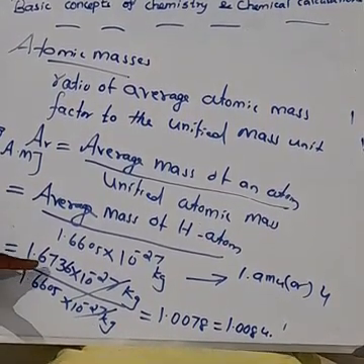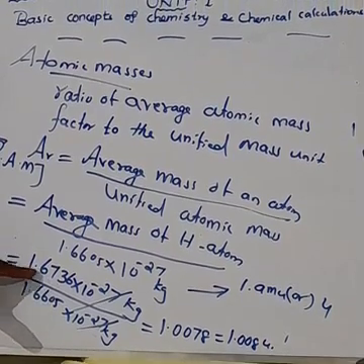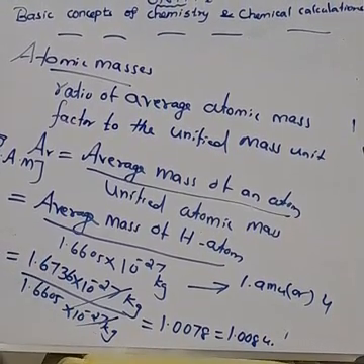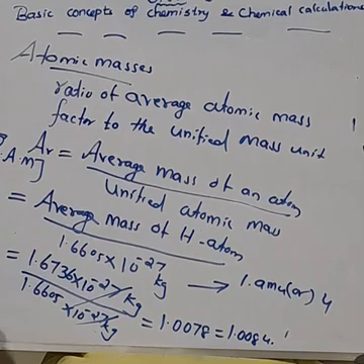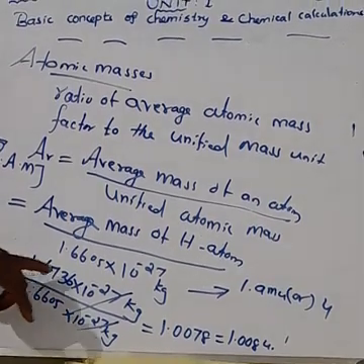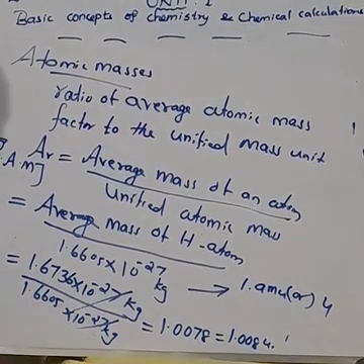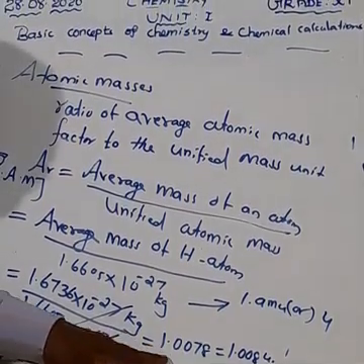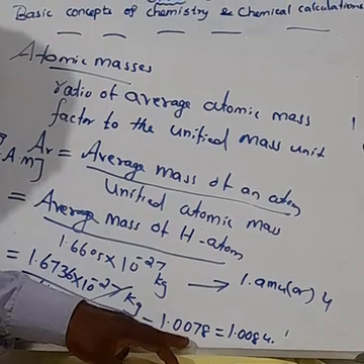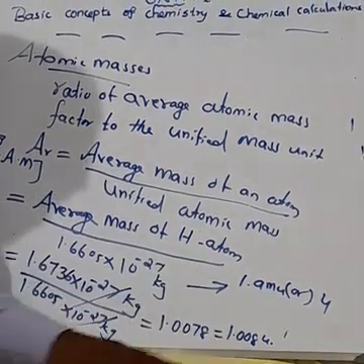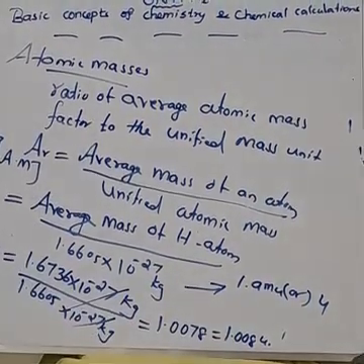The average mass of a hydrogen atom is equal to 1.6736 × 10^-27 kg. The unified atomic mass is equal to 1.6605 × 10^-27 kg. Here we get the approximate value 1.0078, that is equal to 1.008 u.